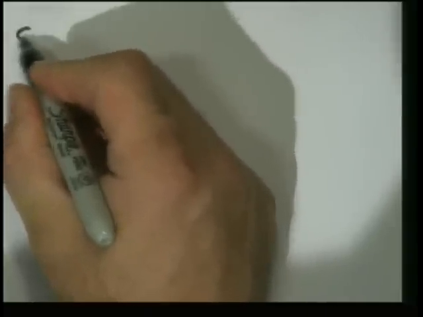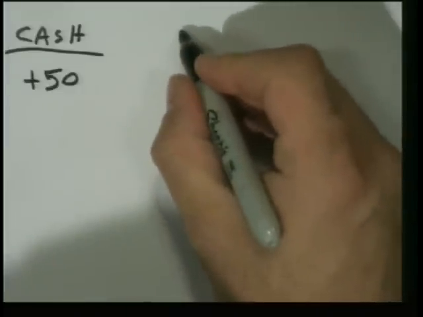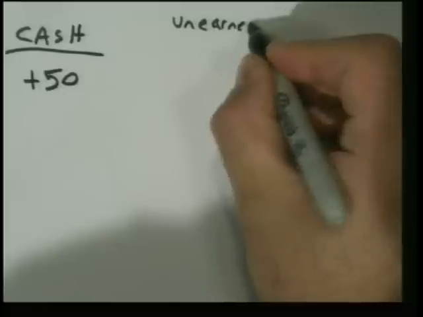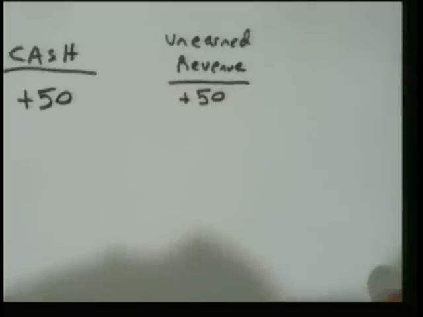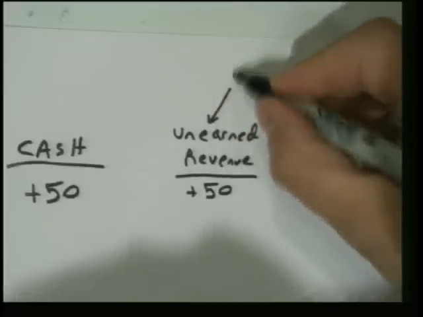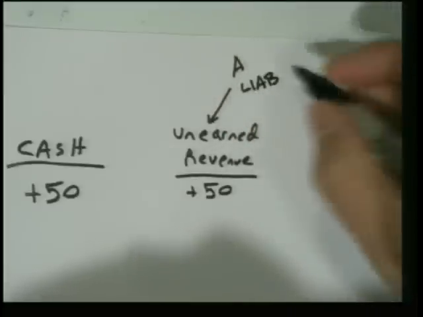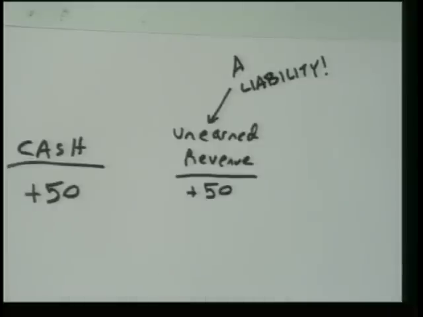Well, I'll show you. We would say cash for Jake went up by 50, correct? And then we would have an account called unearned revenue that would also go up by 50. Now, unearned revenue is a liability. Sometimes people think that unearned revenue is a revenue because it has the word revenue in it. It's not. Unearned revenue is a liability account, and thus it goes with the other liabilities on which financial statement? Where do liabilities go? Balance sheet. Unearned revenue is a liability, and it goes on the balance sheet.